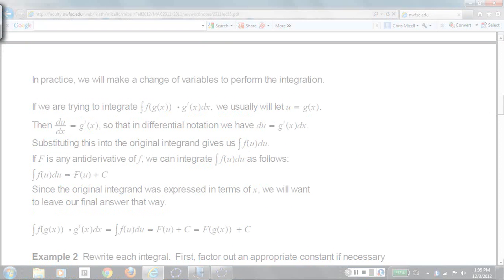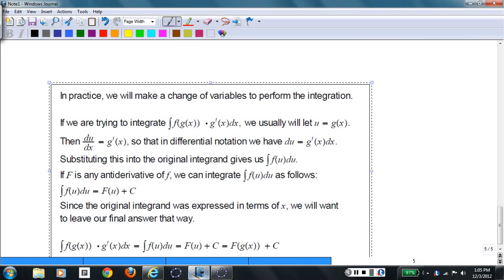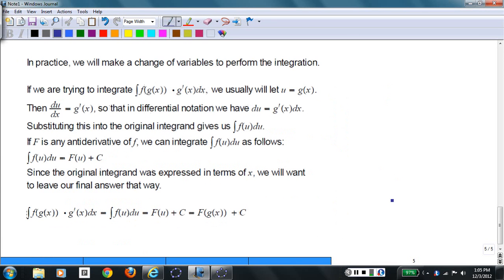All right. So in practice, instead of calling the inside function g, we use a different variable. Instead of saying let g of x be the inside function, we let the variable u be that expression, and then we try to rewrite all the x's in terms of u. So we go from having an integral with x's in it to having an integral with u's in it, but hopefully a much simpler looking integral with u's in it.